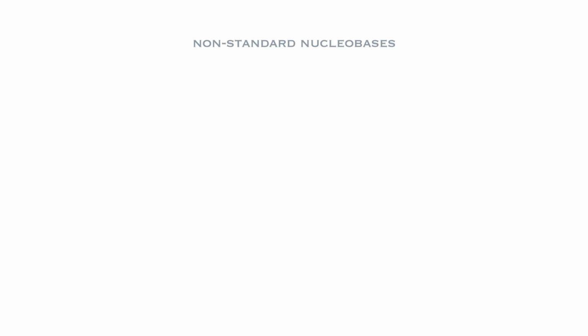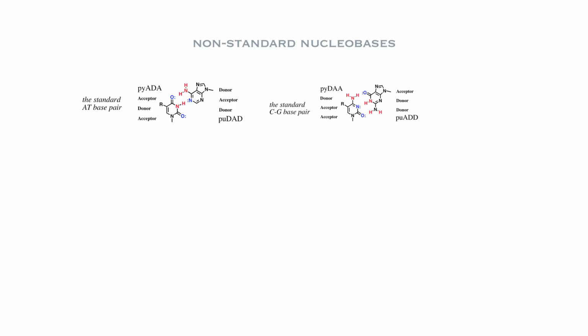So non-standard nucleobases, if we look at, there's the AT pair. PY denotes pyrimidine, and the ADA is acceptor, donor, acceptor. It interacts with PU, DAD, with donor, acceptor, donor. And then, of course, we have the CG base pair. Remember, the CG base pair is linked together by 3 Watson-Crick hydrogen bonds.